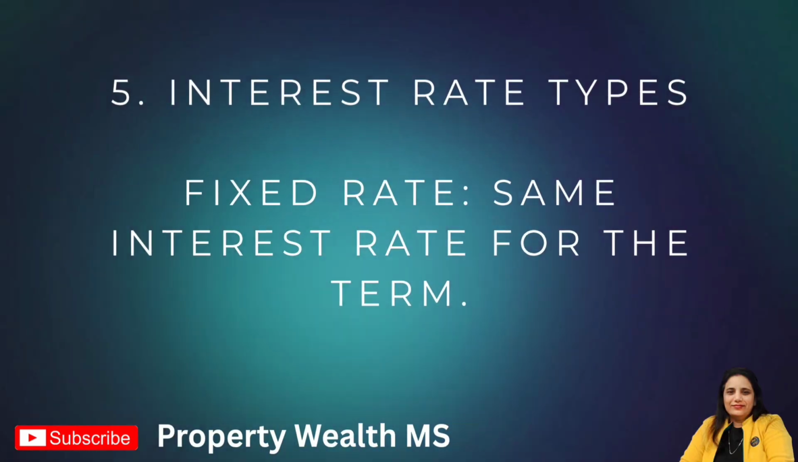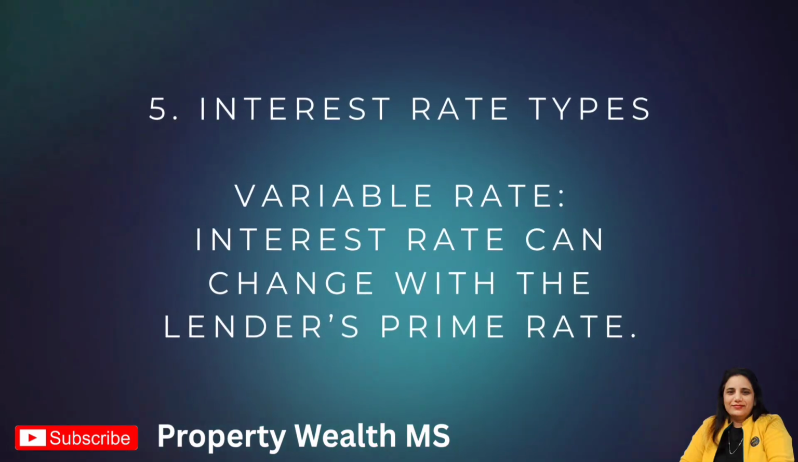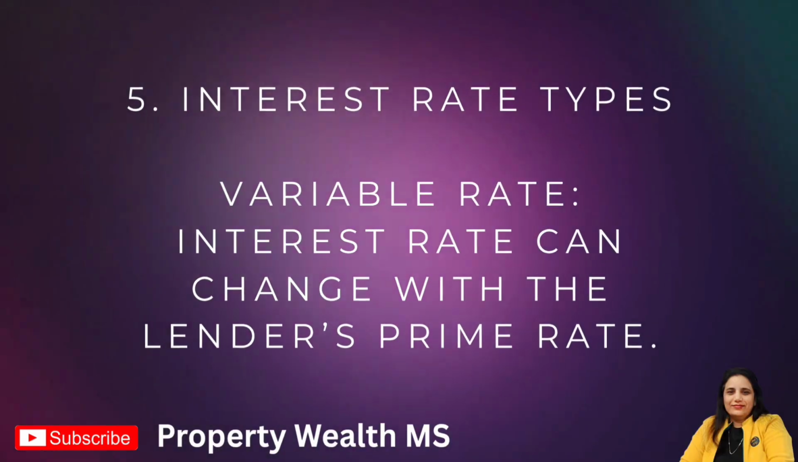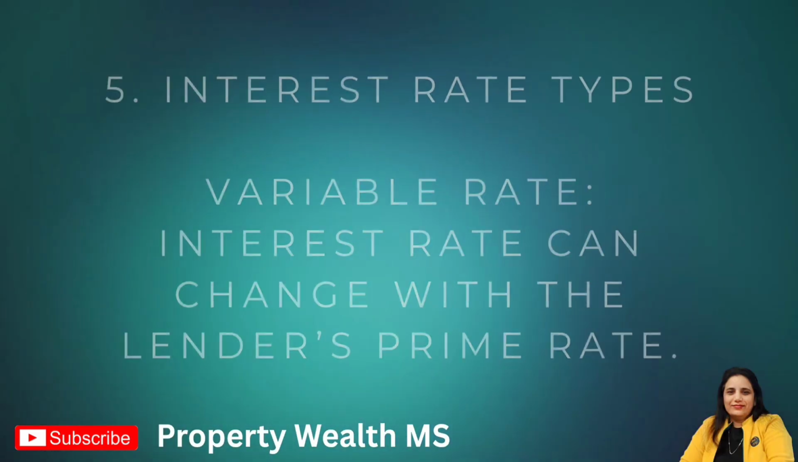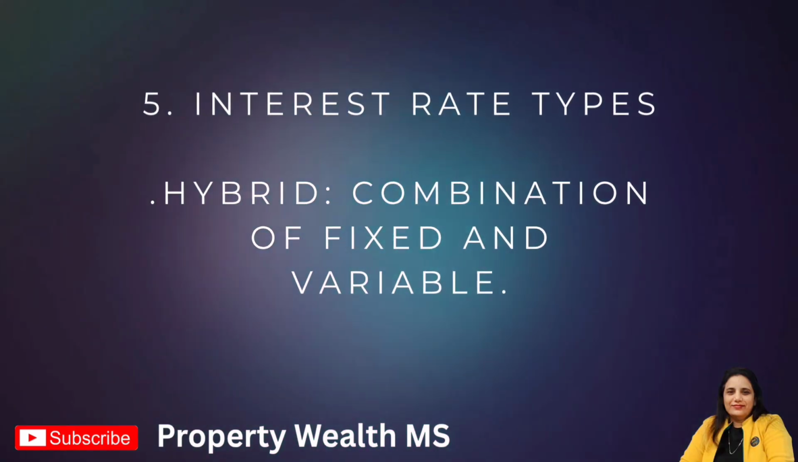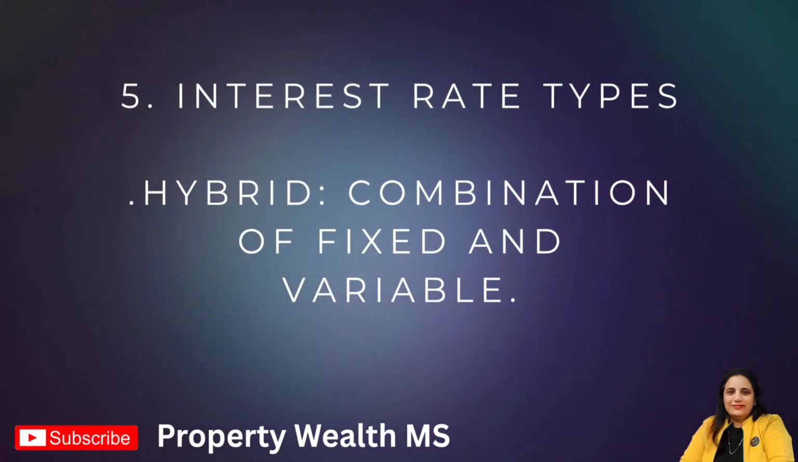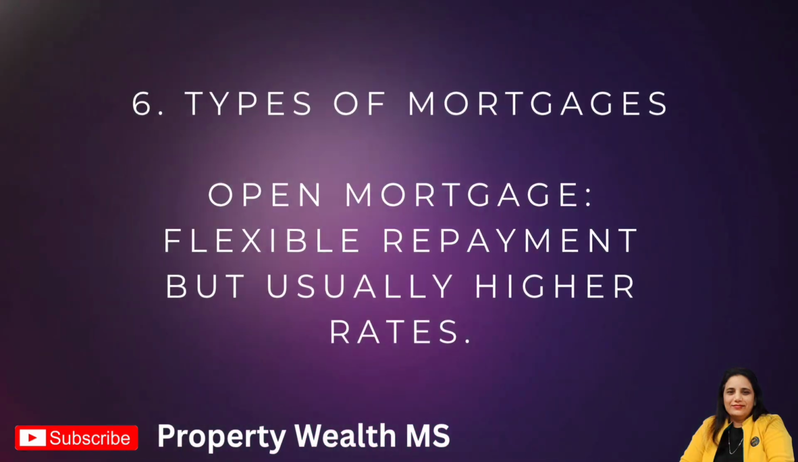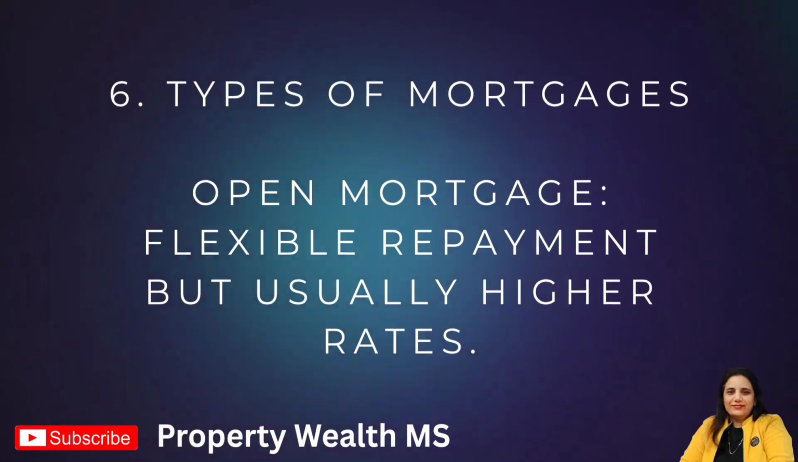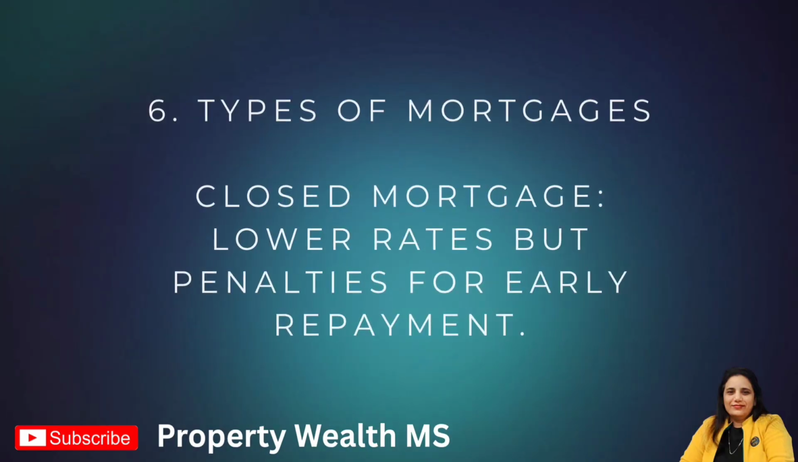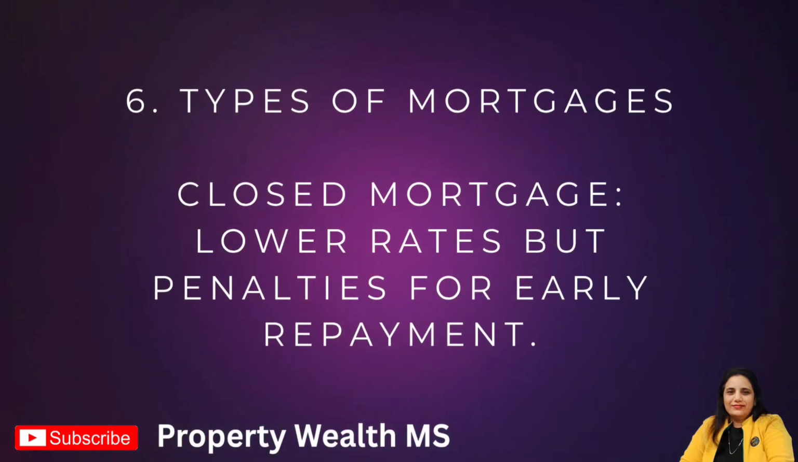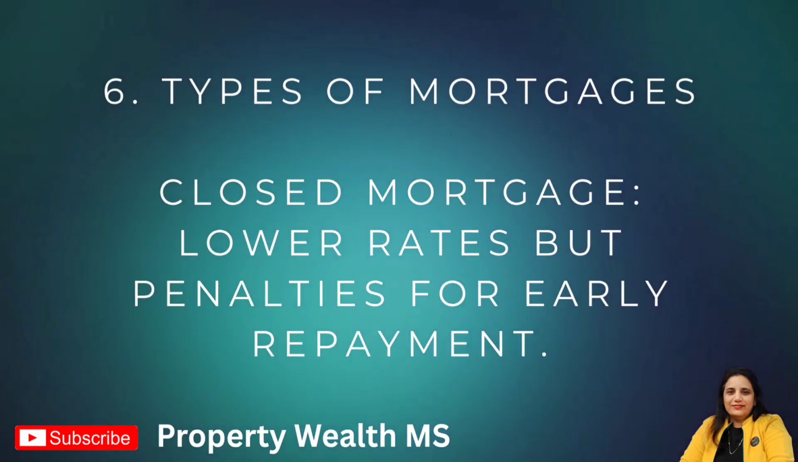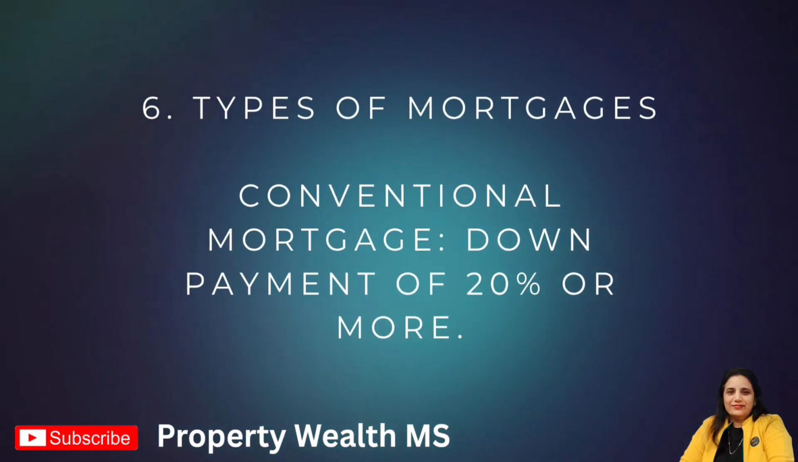The fifth key element is interest rate type. Fixed rate is the same interest rate for the entire term. Variable rate is where the interest rate changes with the lender's prime rate. Hybrid is a combination of the fixed and variable rates of interest. Let's take a look at the sixth key element, type of mortgages. Open mortgage is flexible repayment with a higher interest rate. Closed mortgage is with a lower rate but penalties for early repayment.